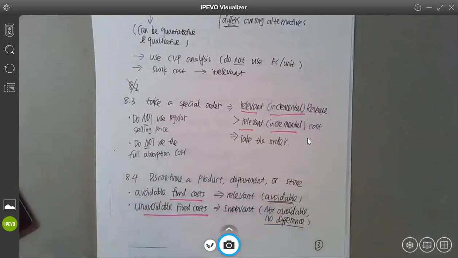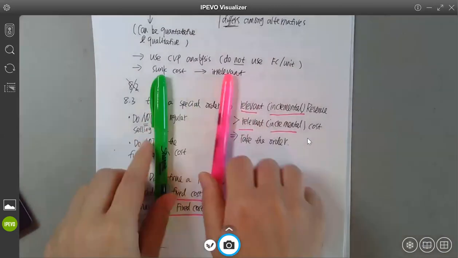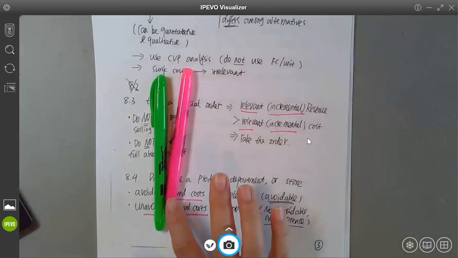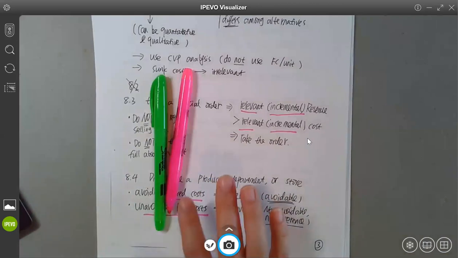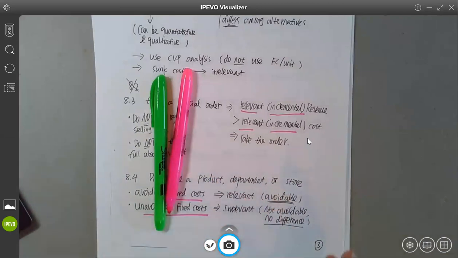So let's say you make this red pen and this green pen. You found out that the red pen overall is positive $10, and the green pen overall is negative $5. You're thinking about discontinuing the green pen, but if you discontinue it, you will lose the contribution margin, right? But that doesn't mean you will save all the fixed cost. Some fixed costs can be saved.